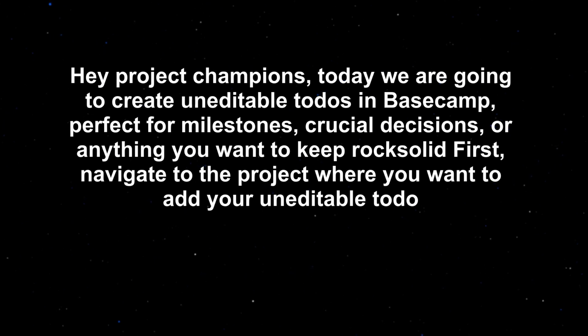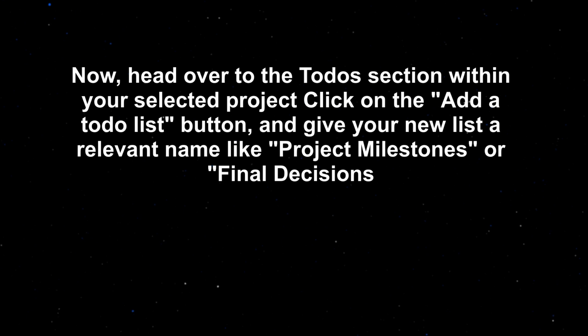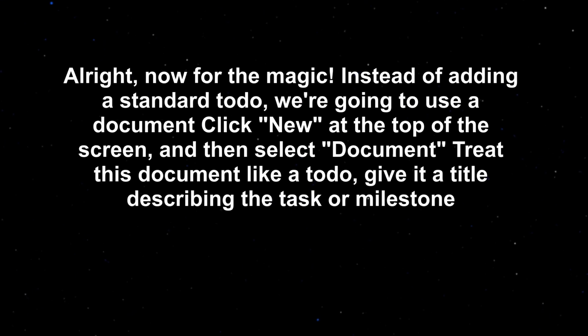First, navigate to the project where you want to add your uneditable to-do. Now, head over to the to-dos section within your selected project, click on the Add a To-Do List button, and give your new list a relevant name like Project Milestones or Final Decisions. Alright, now for the magic.